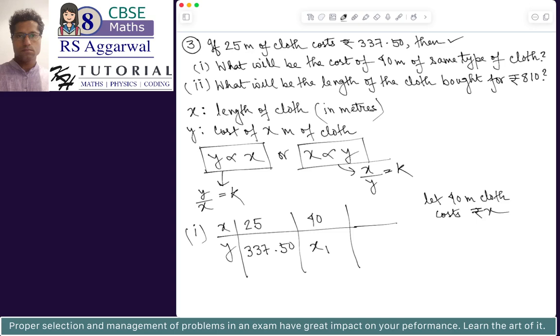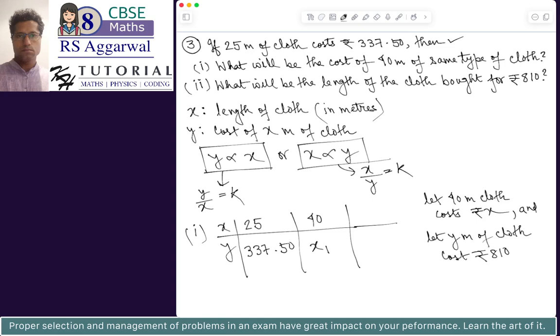Another assumption we are making is that for solving part 2, it is asking what will be the length of the cloth bought for rupees 810. So let's say, let y meter of cloth cost rupees 810. So we have three data.